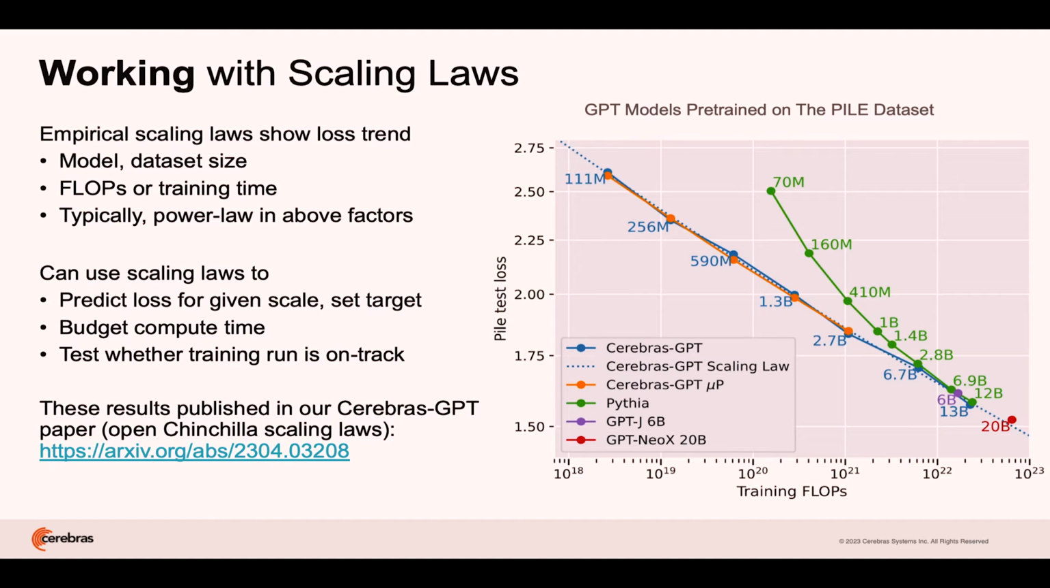So we use scaling laws to, again, predict the run, budget the compute time, and always check whether the training run is on track. This plot on the slide comes from the family of GPT models that we trained last year, where we derived the scaling law for the Pile data set. You can check the paper and read more about that.